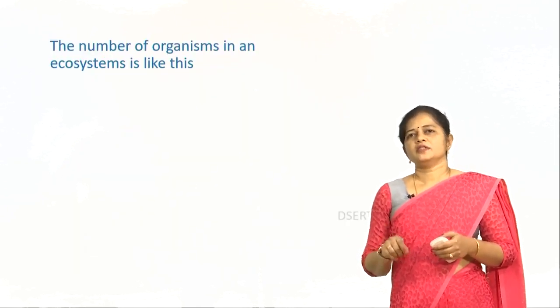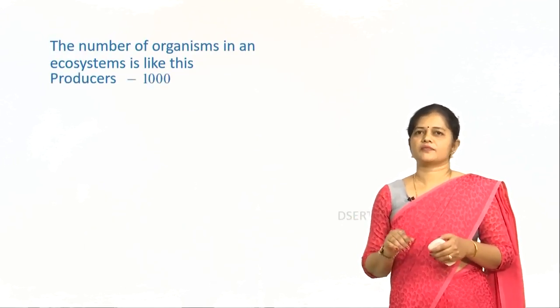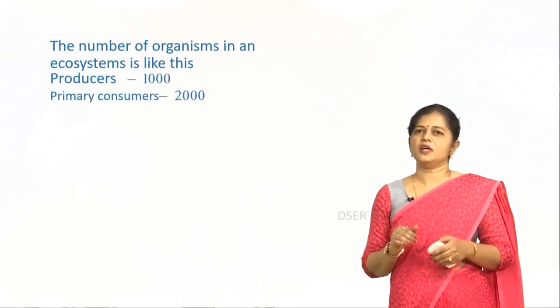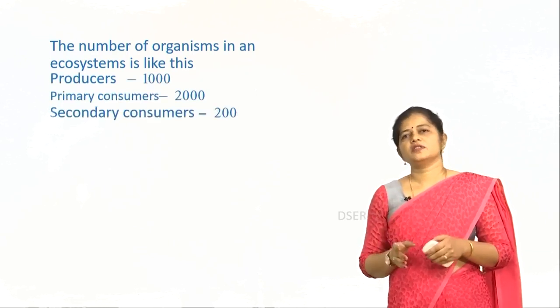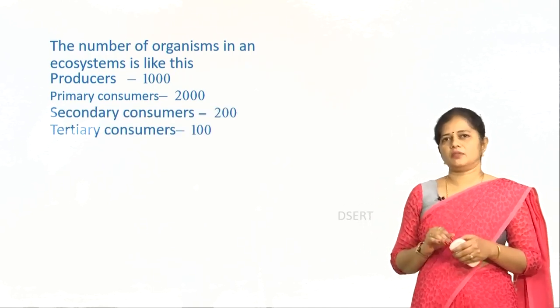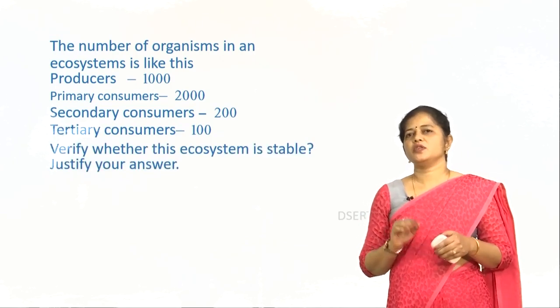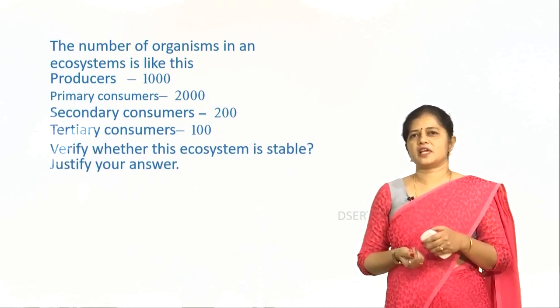There is another question. The number of organisms in an ecosystem is like this. The producers are 1000 in number. The primary consumers are 2000 in number. The secondary consumers are 200 in number. And the tertiary consumers are 100 in number. Now the question is, you have to verify whether this ecosystem is stable, and you have to justify your answer.